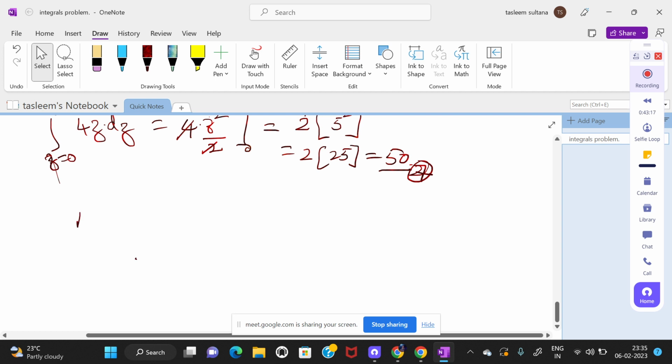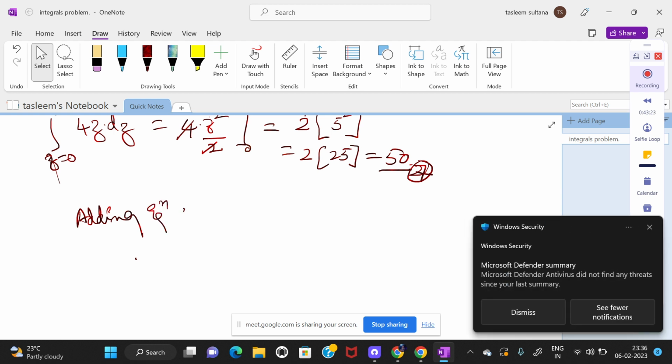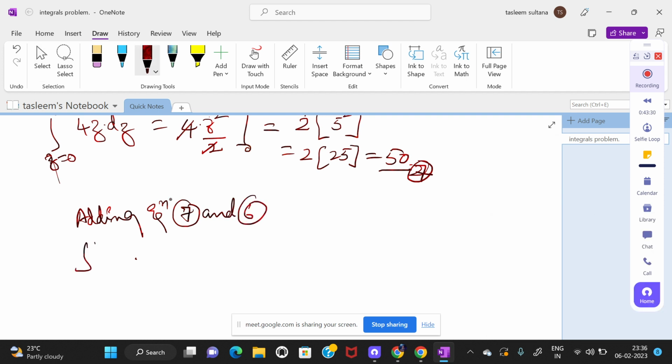Therefore, adding equation number seventh and equation number sixth, that will give you the integration over S of F vector into n vector into dS is equal to 40 plus 50, which is equal to 90. That is your required solution.